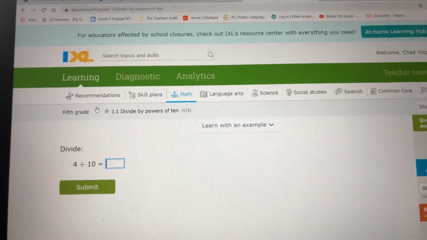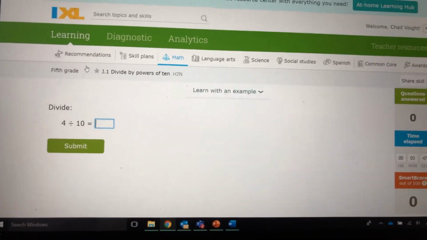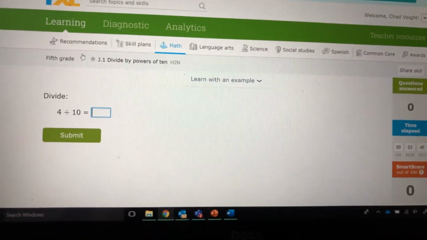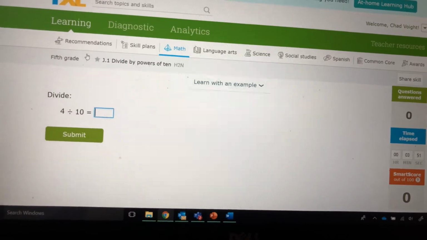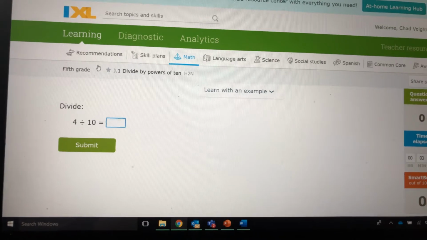Okay, everybody, welcome to Dividing Decimals. We're going to work on IXL exercises number 1 today, letter J, J.1, divide by powers of 10.